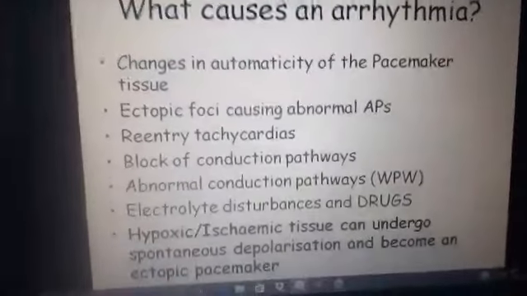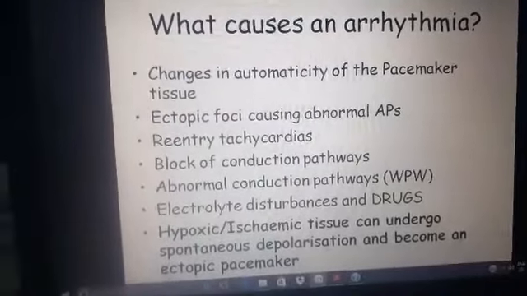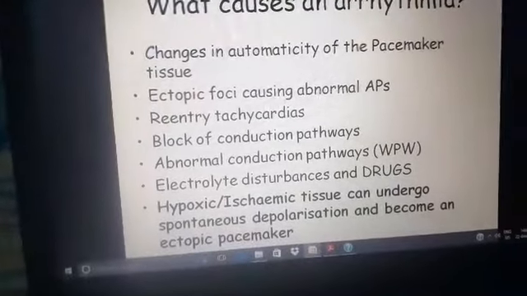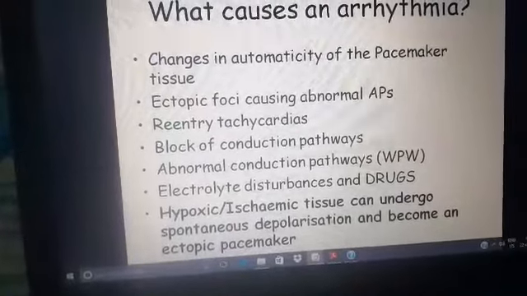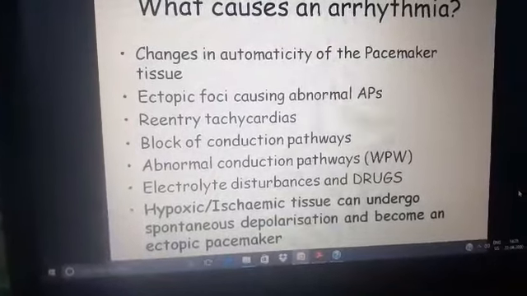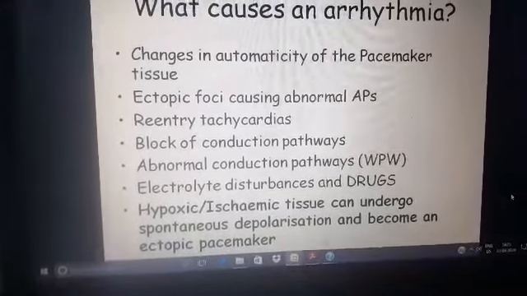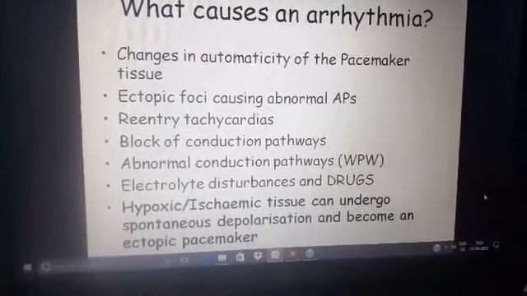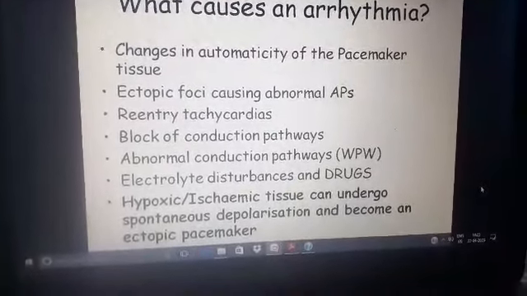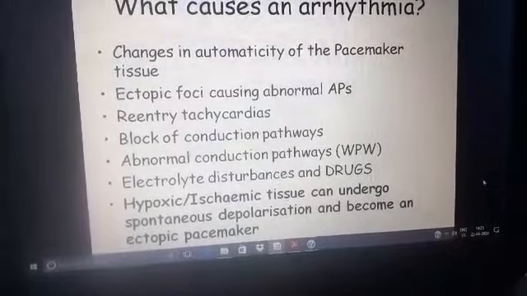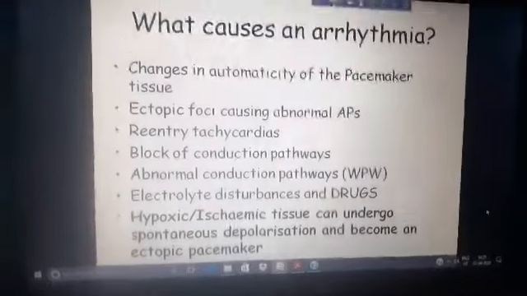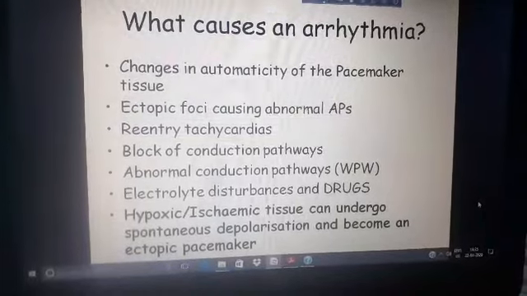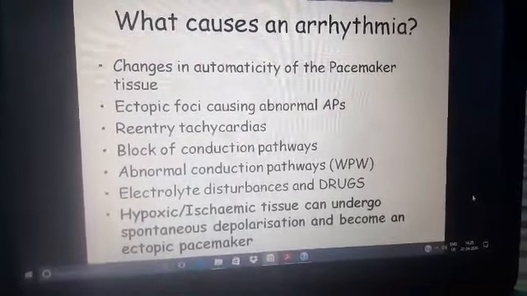So what causes an arrhythmia? There is a change in the automaticity of the pacemaker tissue. What is automaticity? It means phase 4, the diastolic repolarization, can automatically reach the threshold potential. This transition from phase 0 to phase 4 to phase 0 can happen automatically. This is called the automaticity of the pacemaker tissue. Other non-pacemaker tissue does not have this property.